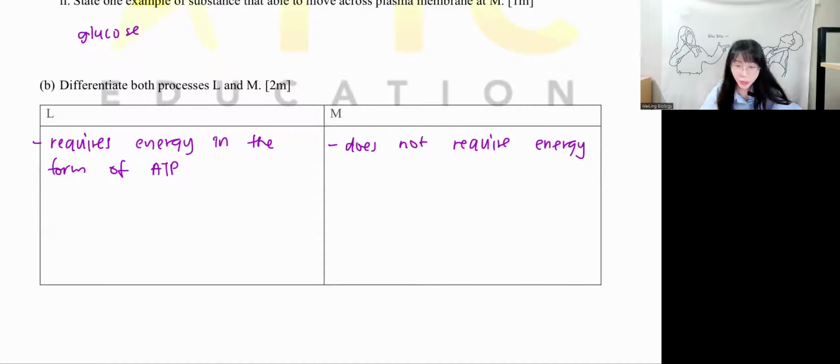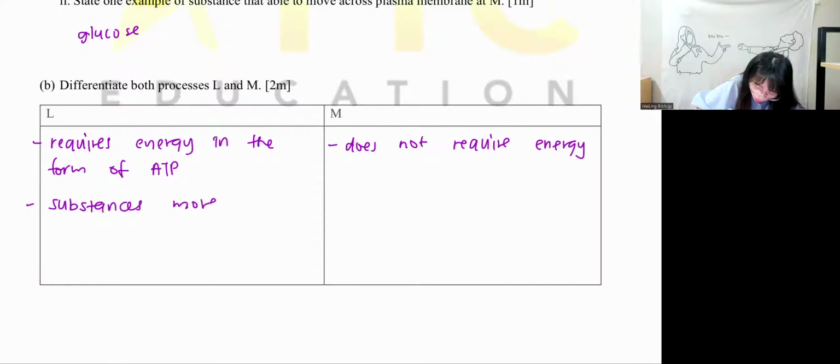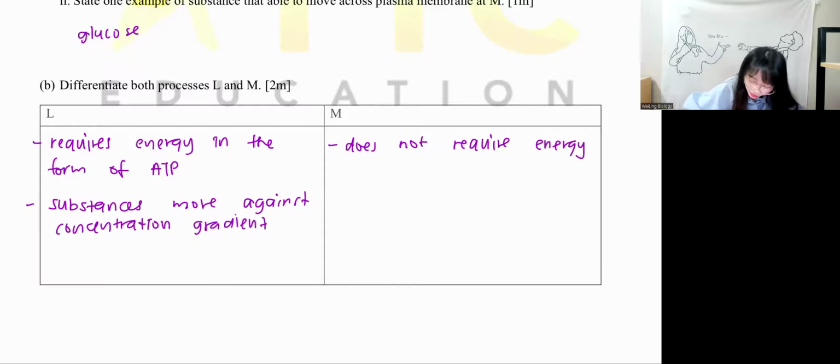Next, we're going to say whether they move down or move against the concentration gradient. So process L. L is the active transport, right? Active transport moves down or moves against? Correct, they move against. Very good. So you're going to say substances move against concentration gradient.